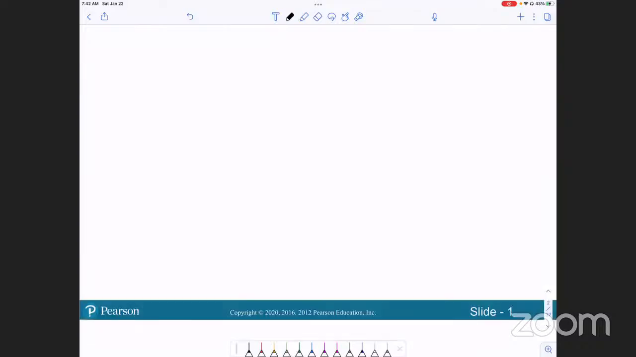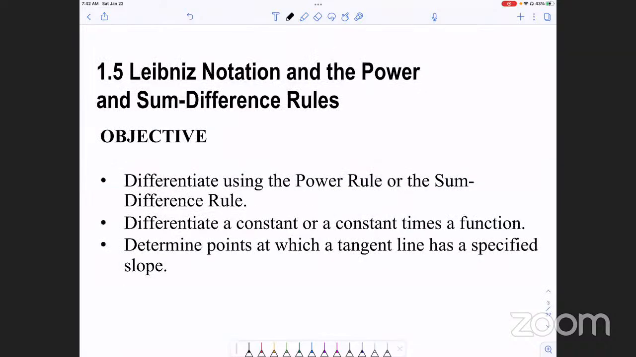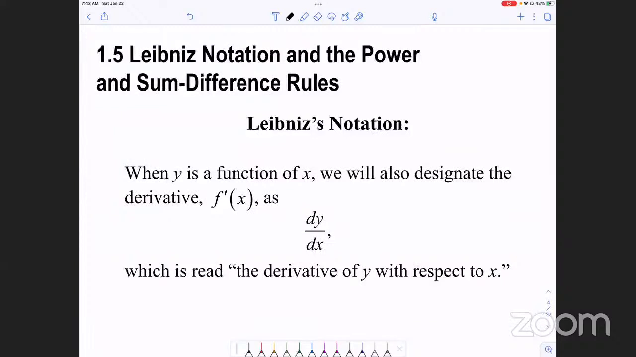This serves as our lecture for section 1.5, so we're continuing chapter 1. Section 1.5 is covering Leibniz notation and the power and sum difference rules. Some objectives here: we'd like to differentiate using the power or sum difference rule. We'd like to differentiate a constant or a constant times a function, and we'd like to determine points at which a tangent line has a specified slope.